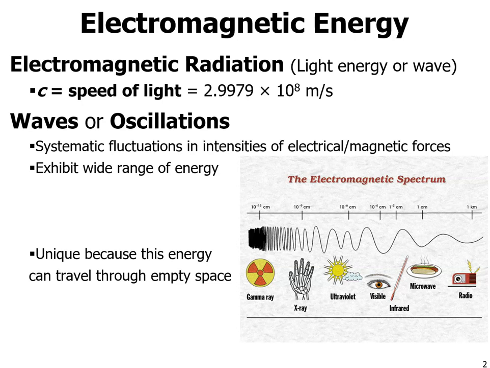To introduce us to these packets of energy, they really come in this energy called electromagnetic energy. And all electromagnetic energy travels at the speed of light, which is 2.9979 times 10 to the 8th meters per second. So that's incredibly fast. They all have this wave or oscillation that they go through. They act as waves, so they have this fluctuation in intensity for their electrical and magnetic activity. And they have a wide range of different amounts of energy.